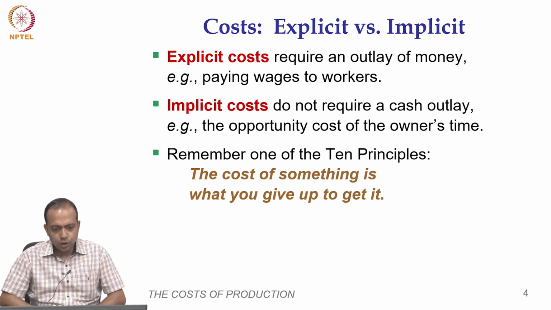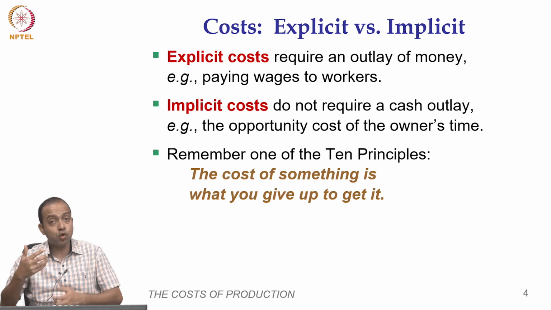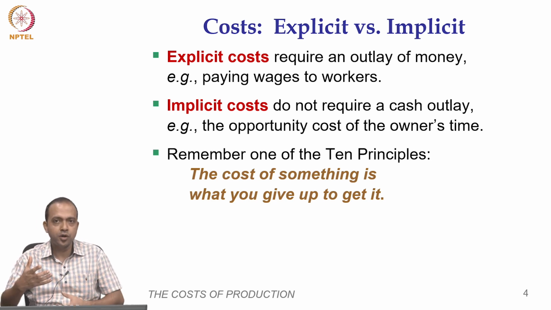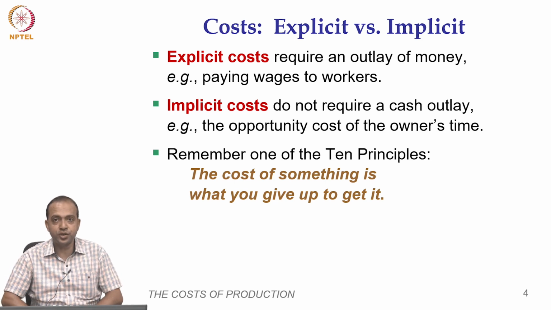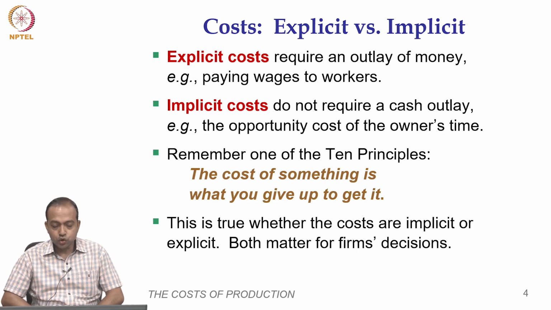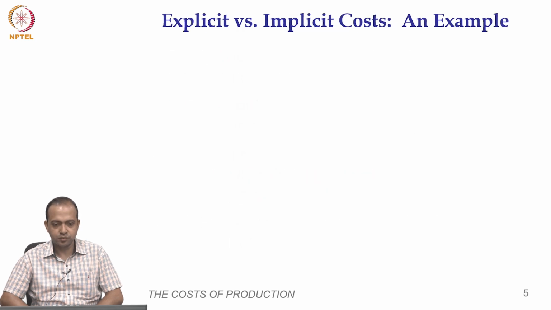So, total cost, if you recall one of our 10 principles, the cost of something is what we give up. So, when we are calculating total opportunity cost, we must calculate the explicit as well as the implicit cost. We should not consider only the explicit cost, otherwise the cost calculation would be erroneous. There would be mistakes in our cost calculation. So, both explicit and implicit costs matter for the firm's decision.